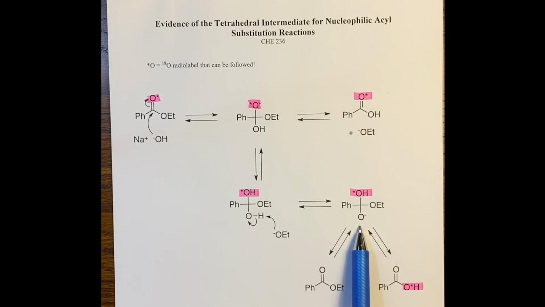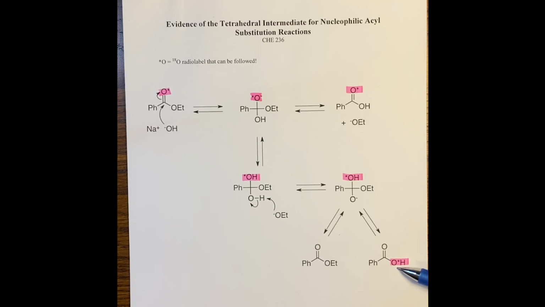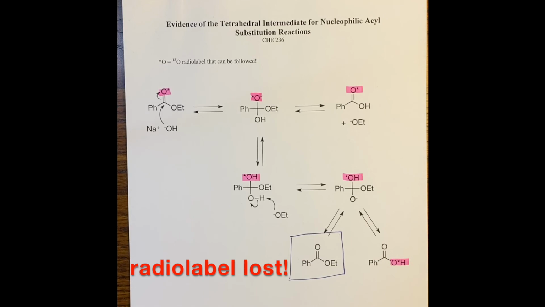And as this tetrahedral intermediate collapses, we have two pathways we can take. The first pathway is where it collapses and kicks out the ethoxy group. That gets us to this product. This product still contains that radiolabeled oxygen. It's no longer in the carbonyl oxygen. Instead, it's in the OH group of the carboxylic acid. But this is the product here that's key, because this product here no longer has that radiolabel. That radiolabel was lost in the form of a radiolabeled hydroxide ion.